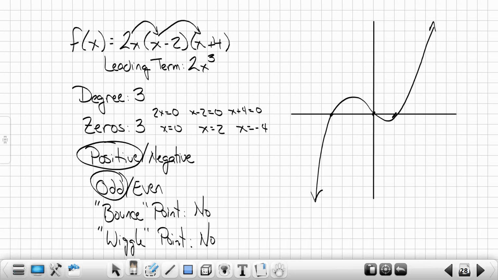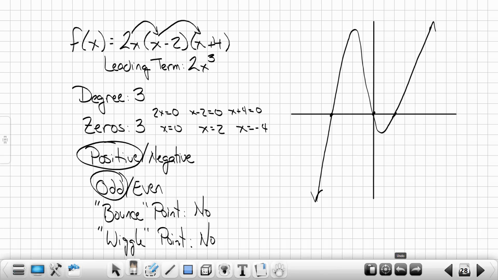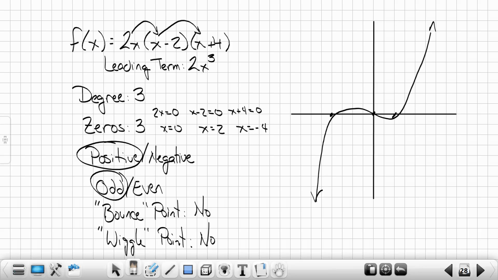How do we feel about that? Now, the only thing I don't know for sure, I'm going to erase my line right now. For all I know, it could have looked like this. Could have been that. Could have been that. I don't know exactly where it crosses. So for now, we just do our best estimate, and we make it pass through those points.